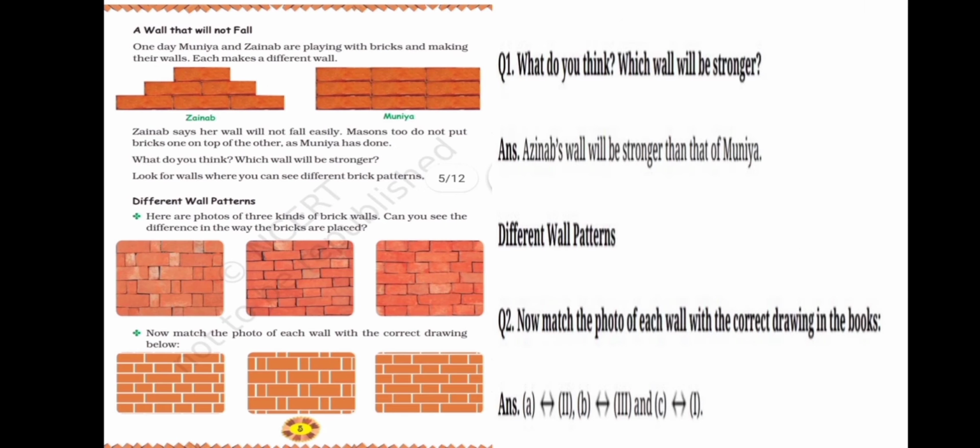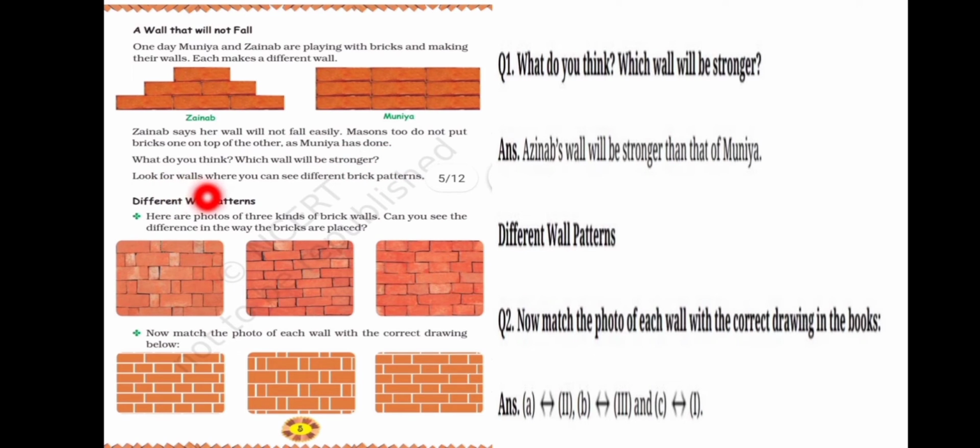Okay. Here, a wall that will not fall. One day Munia and Janab are playing with bricks and making their walls. Each makes a different wall. Janab makes this one and Munia makes this one. So Janab says her wall will not fall easily. Masons too do not put bricks one on top of the other as Munia has done.